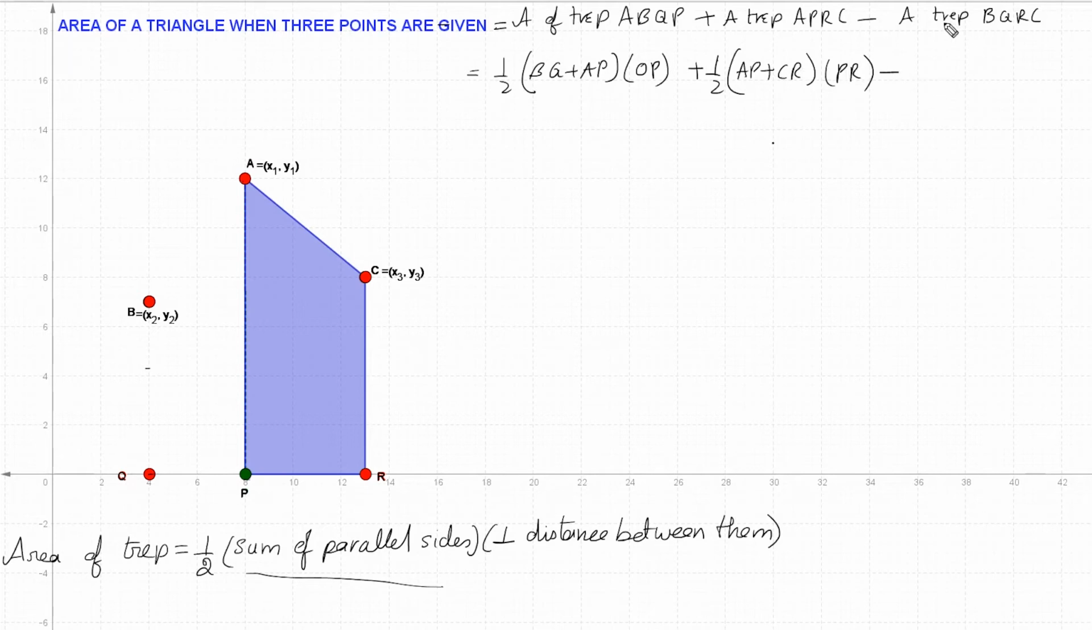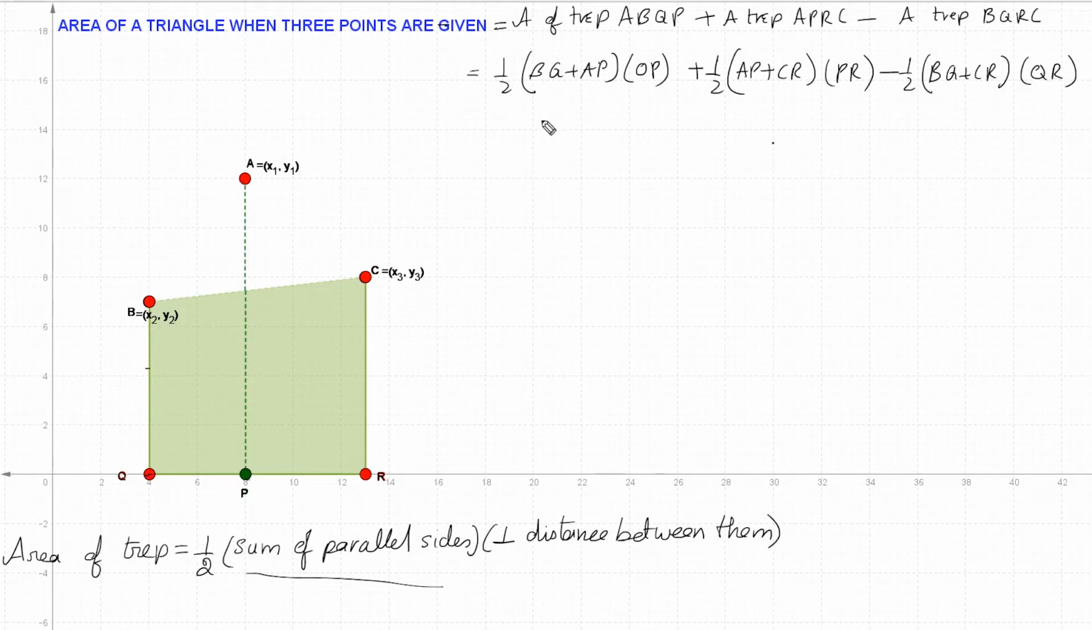Minus, I got to find the area of the trapezium BQRC. Let's see that. The trapezium BQRC is this guy. I've got to find the area of this, so let's take it off. So how do you find the area of this guy? Again, the same formula, that is half times the sum of parallel sides. So parallel sides are nothing but BQ and CR. We can write that is BQ plus CR into the perpendicular distance between them. That's nothing but QR. So let me write that QR.